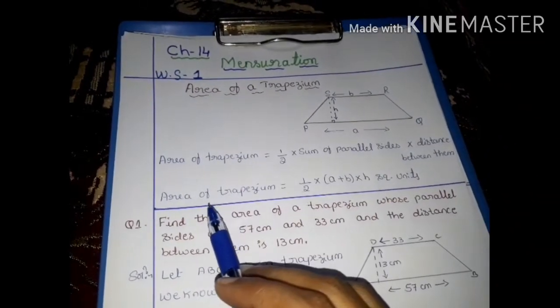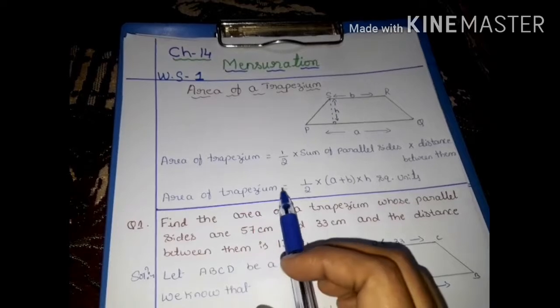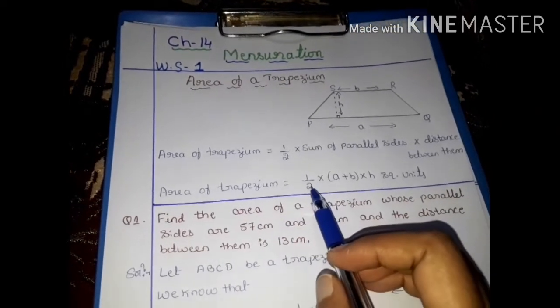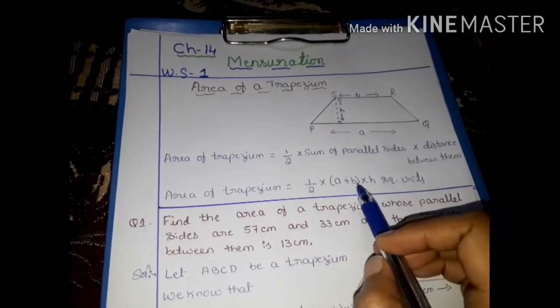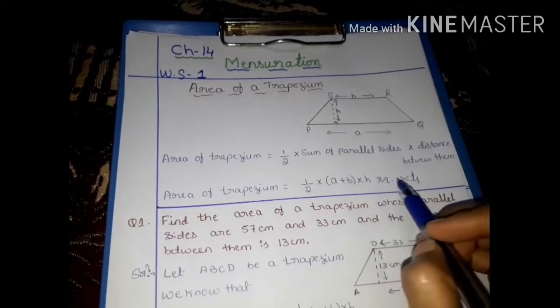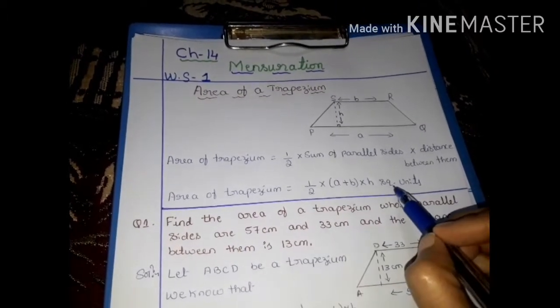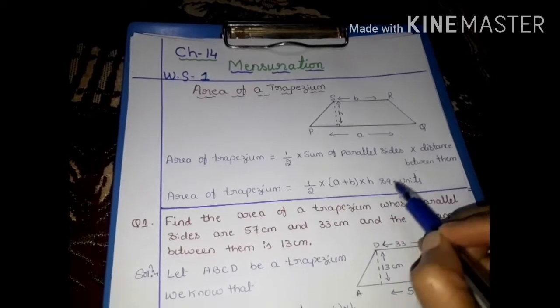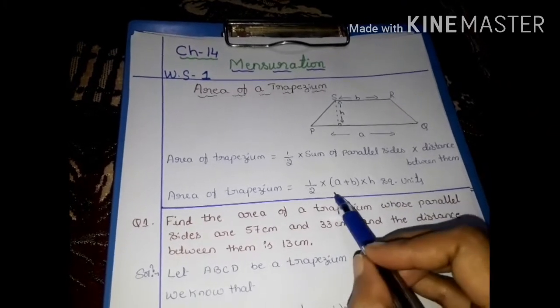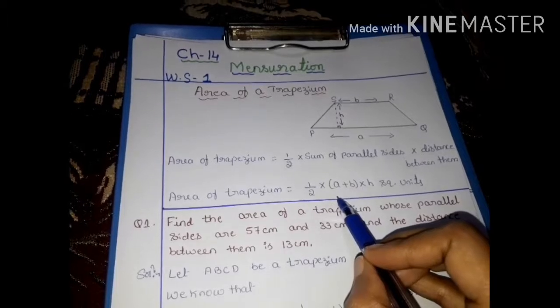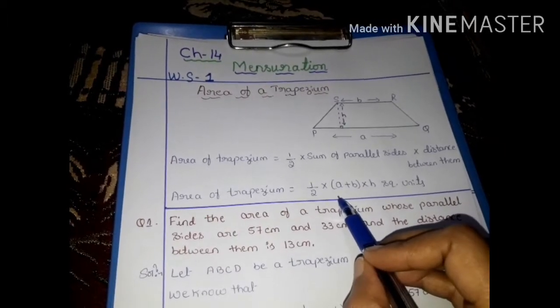So we can write the formula to find the area of a trapezium as half into A plus B into H in square units. Always area we are going to represent with a unit, square units. This is the formula you have to learn by heart and also keep in your mind.